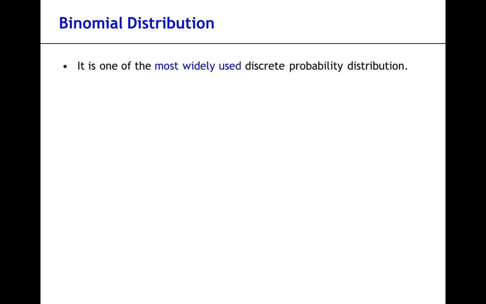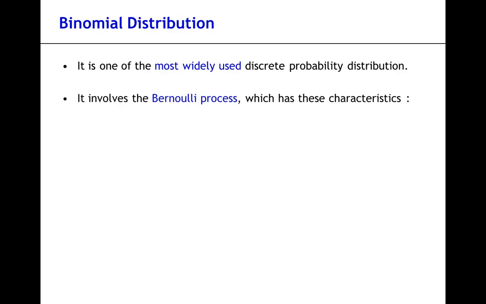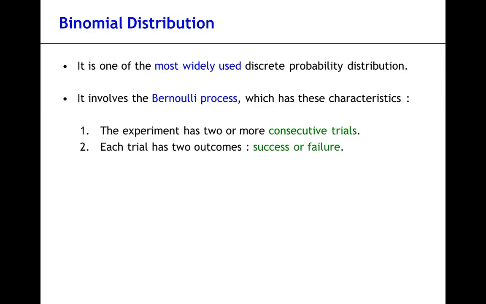In this section, we'll learn about binomial distribution. It is one of the most widely used discrete probability distributions, which relies on the Bernoulli process, which has the following characteristics. 1. The experiment has 2 or more consecutive trials, so the trials must be done many times and must be done consecutively. 2.